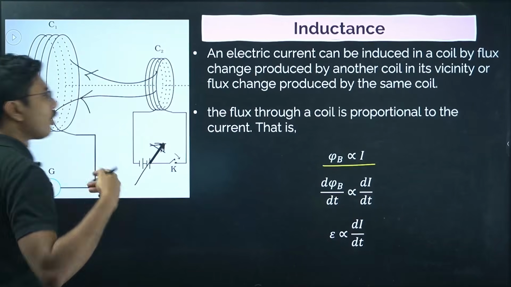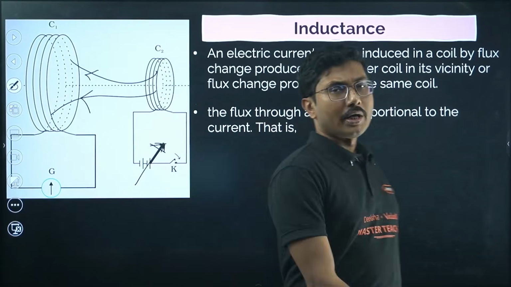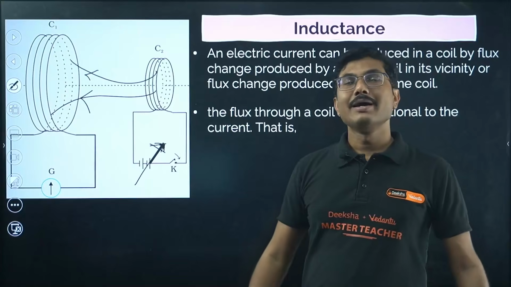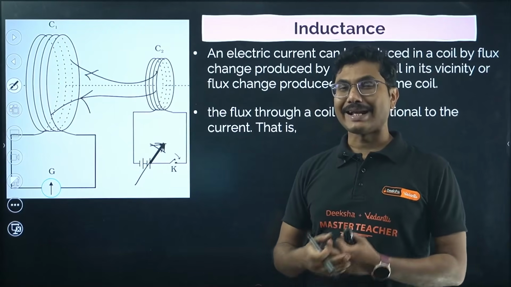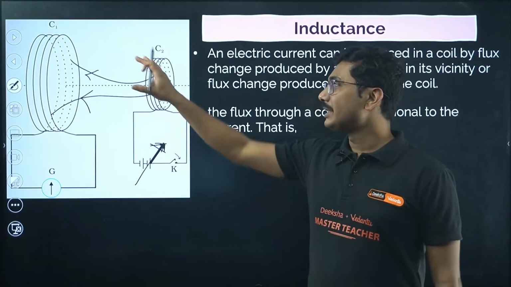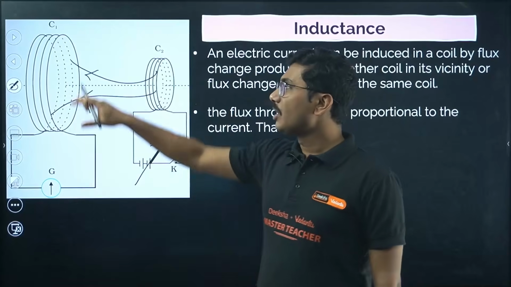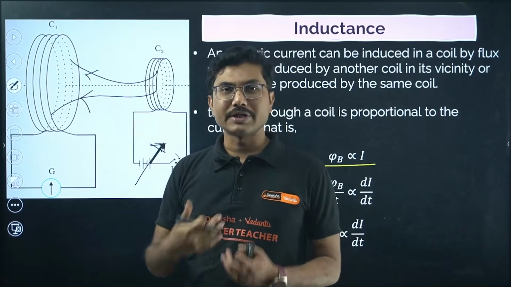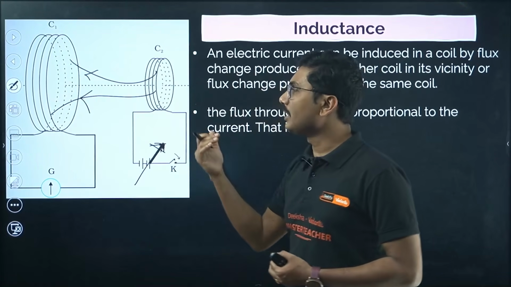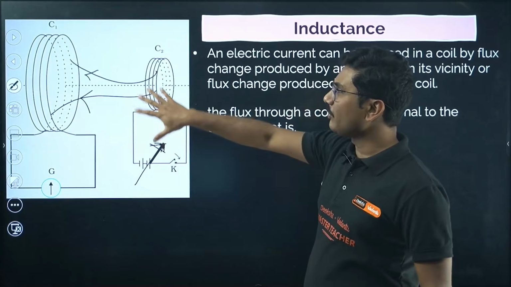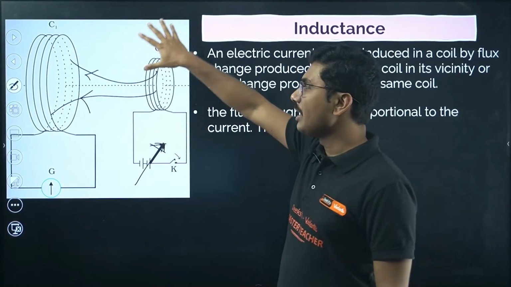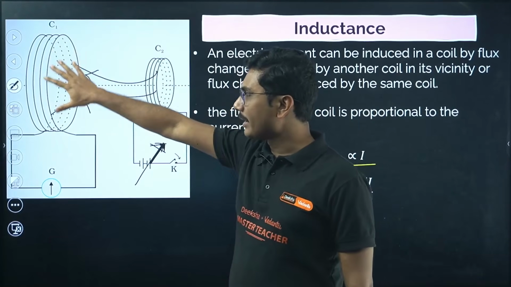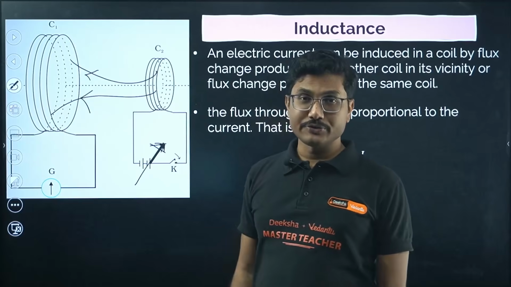So magnetic field is always produced by a coil. Now if you change the current, the magnetic field strength will change. Magnetic field strength changing means the field lines which are linked with this bigger coil also change. So we are changing the current, and by changing current, we are changing the magnetic field.